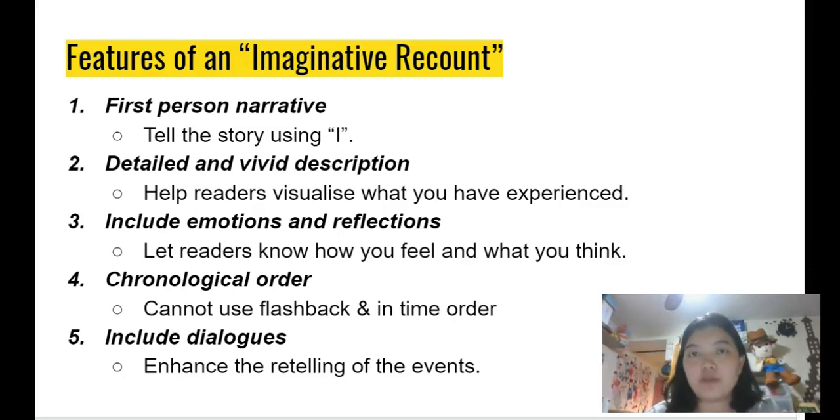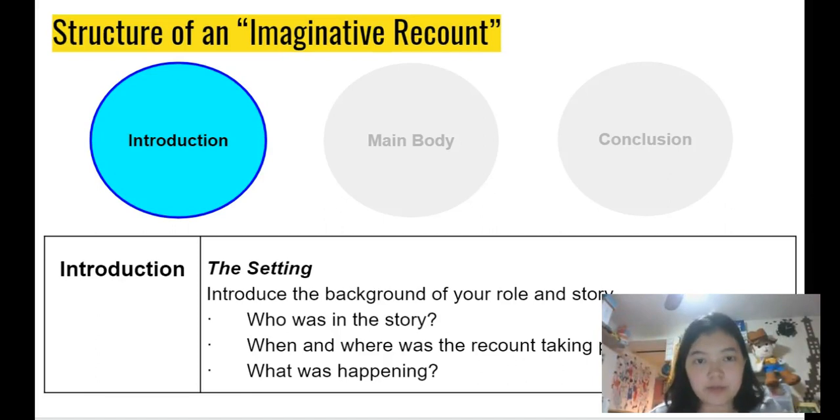You cannot use flashback. No special writing technique is needed for writing this short task. You just need to tell all the events from the beginning until the end in order, okay? And last but not least, you can include some dialogues. If you meet some other people, you can include dialogues with these people to retell the events. Okay? All right.